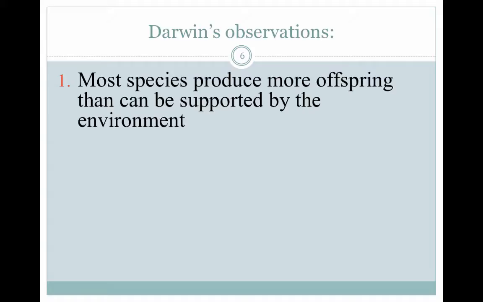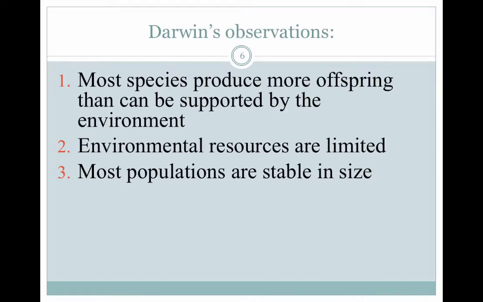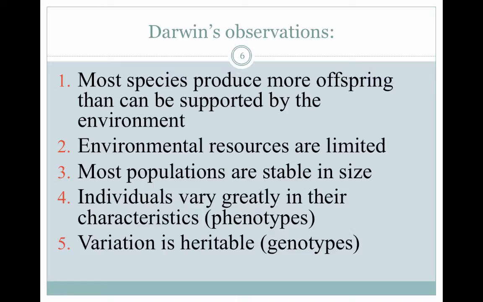Alright, so his observations were most species produce more offspring than can be supported by the environment. Environmental resources are limited. Most populations are stable in size. Individuals vary greatly in their characteristic or their phenotype. If you look around in our classroom, you can see lots of differences in terms of height, body type, eye color, hair color, skin color, the whole 9 yards.